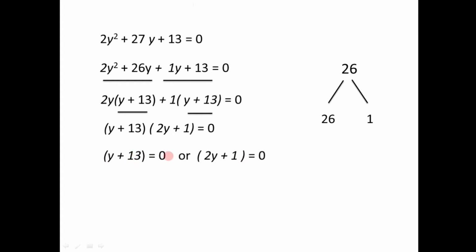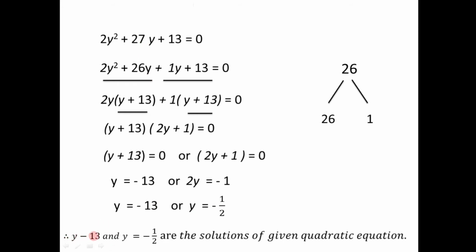If we take 13 to the right hand side, it will be y is equal to minus 13, or if we take 1 to the right hand side, it will be 2y is equal to minus 1. So either y is equal to minus 13, or we have to find the value of y. So we should transfer 2 also to the right hand side to get y is equal to minus 1 by 2. Here again we have two solutions of the given quadratic equation. For this equation, y is equal to minus 13 and y is equal to minus 1 by 2 are the solutions of the given quadratic equation.